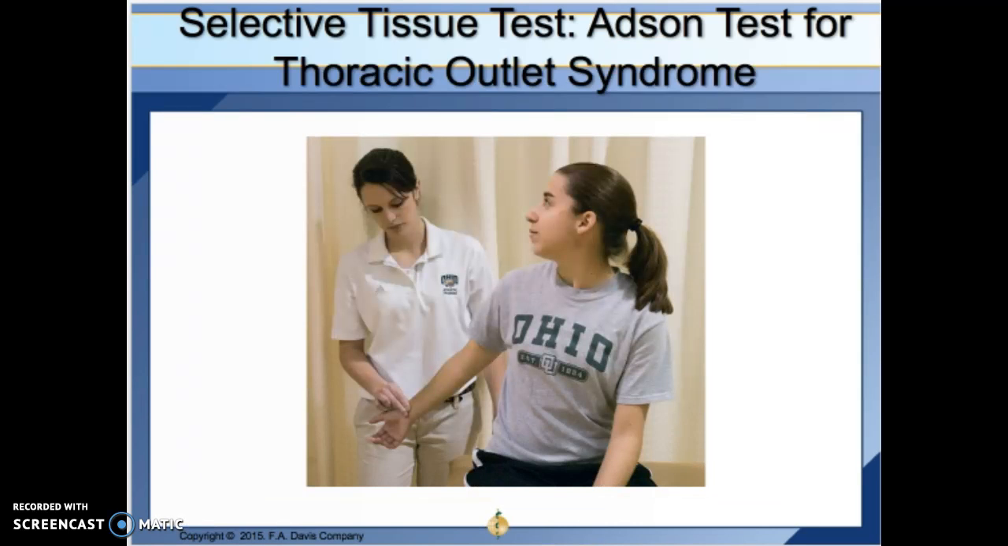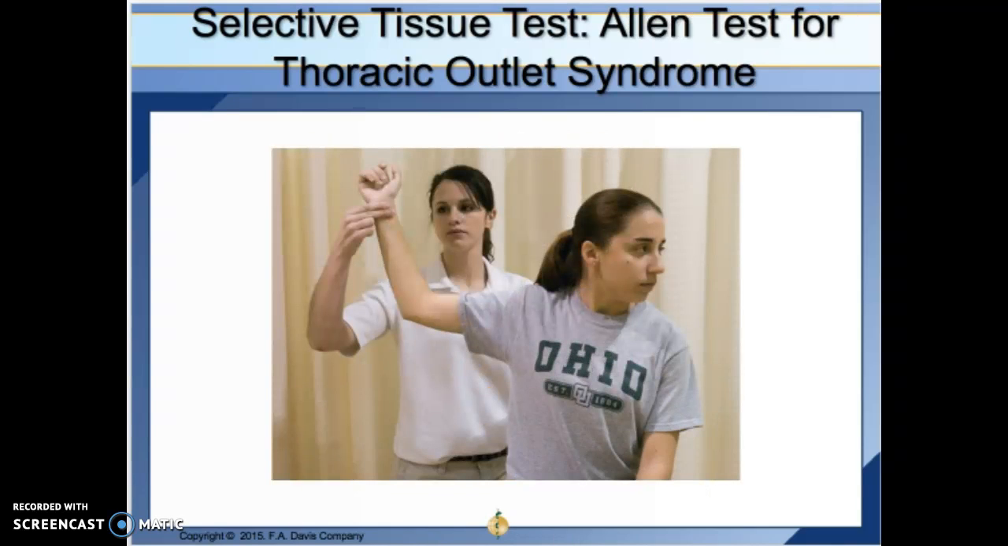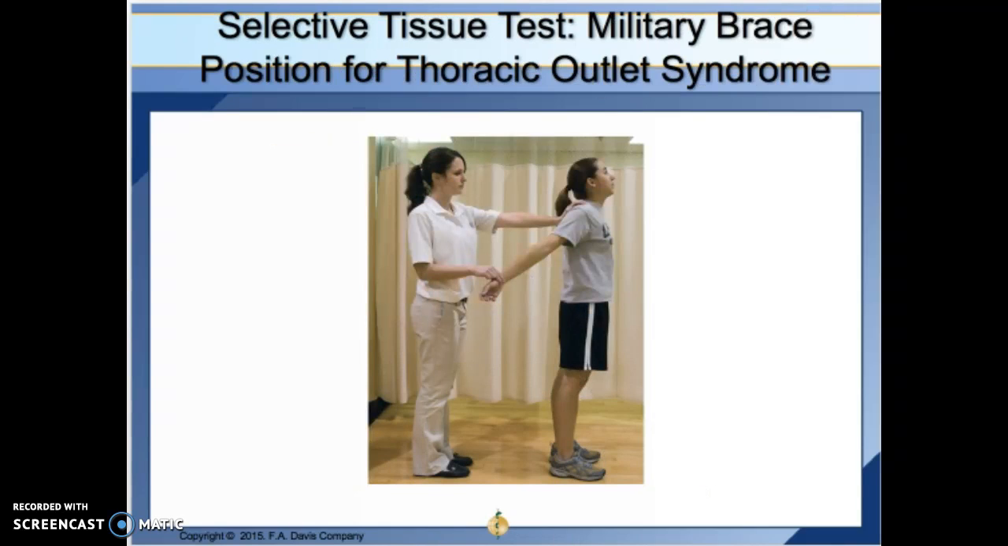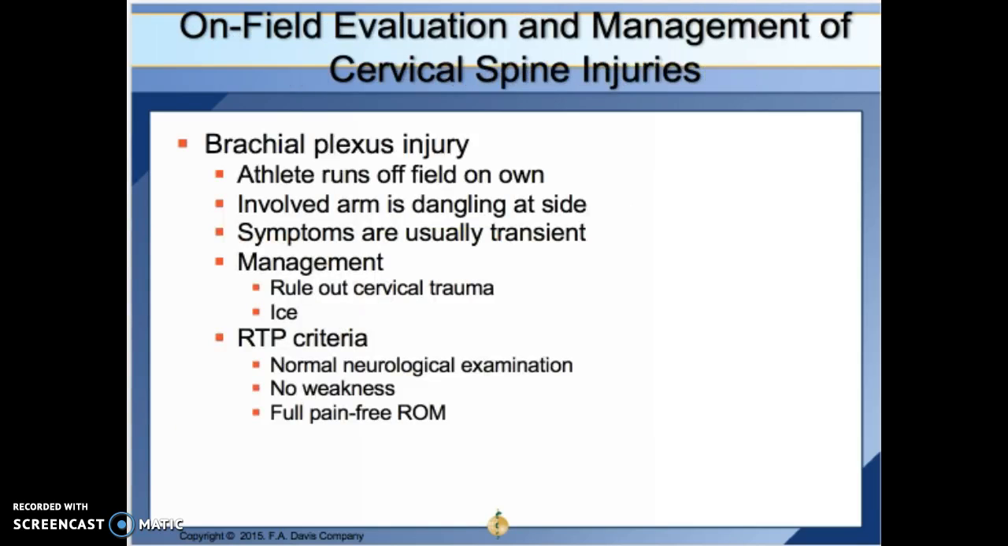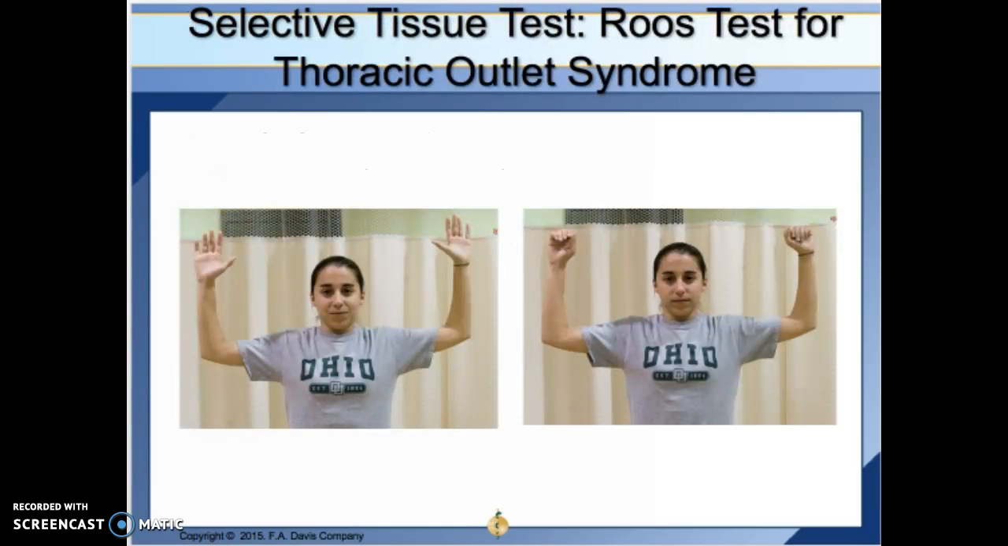Okay, so here's Adson's. Again, we're not doing it. And Allen's, and military brace. Okay, so this is a good review of things that you've already learned. Here's Roos test. Okay, all of those are trying to reproduce the symptoms that the patient is experiencing.